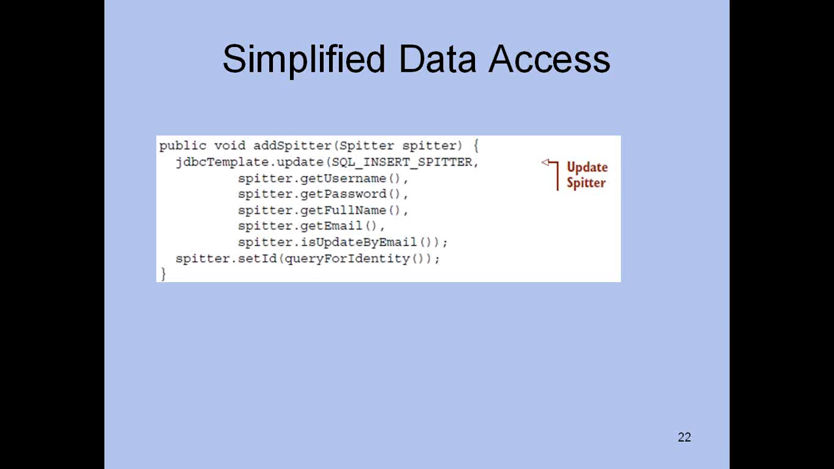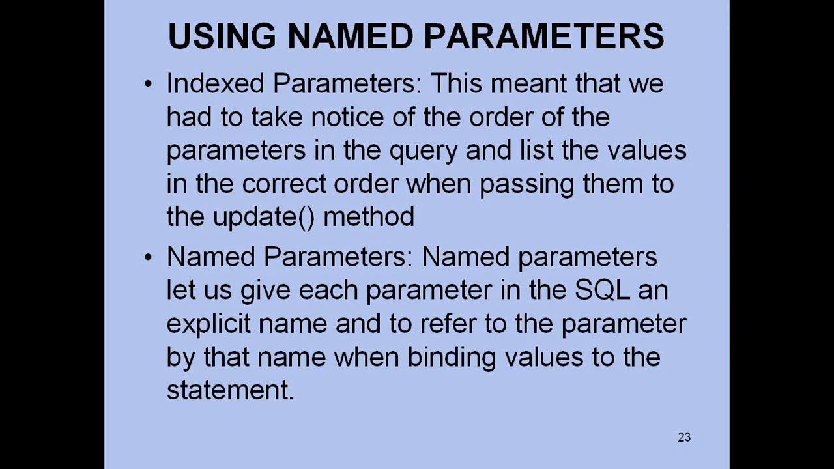This is another example where we are using simplified data access using simple JDBC template. When coming to named parameters, as we discussed, with indexed parameters we have to take notice of the order of parameters in the query and list the values in the correct order when passing them to the update method. Whereas named parameters let us give each parameter in the SQL an explicit name and refer to the parameter by that name when binding values. So here the indexing and the order is not important. As long as you know the name of the parameter, we can bind it.